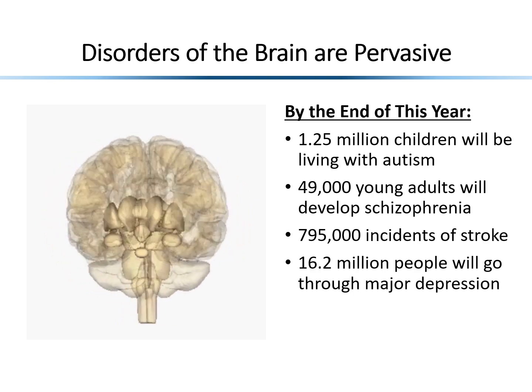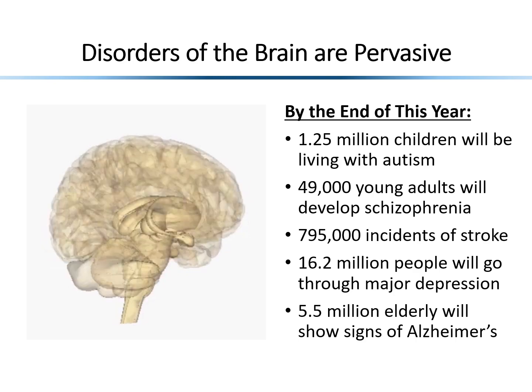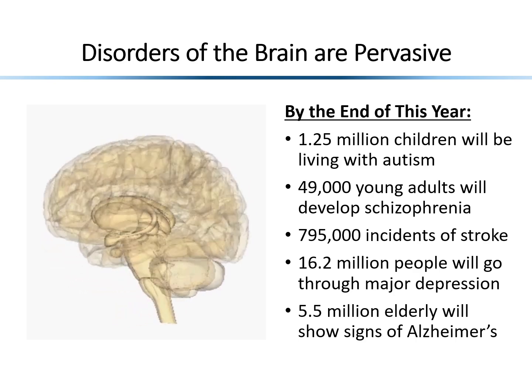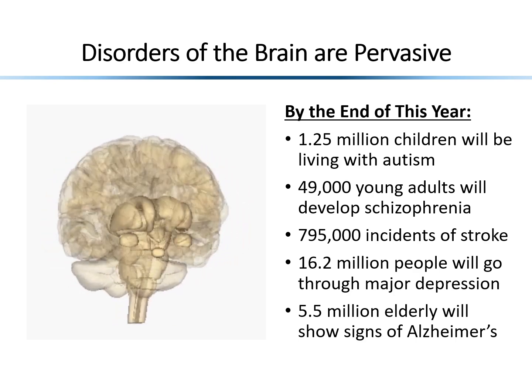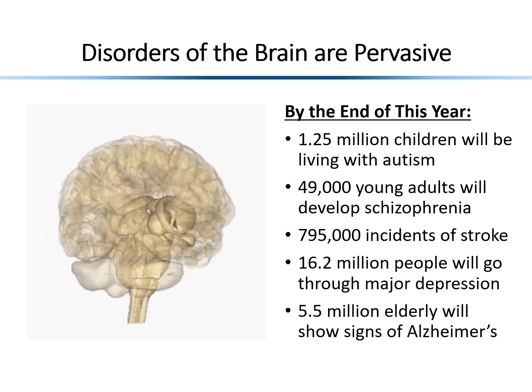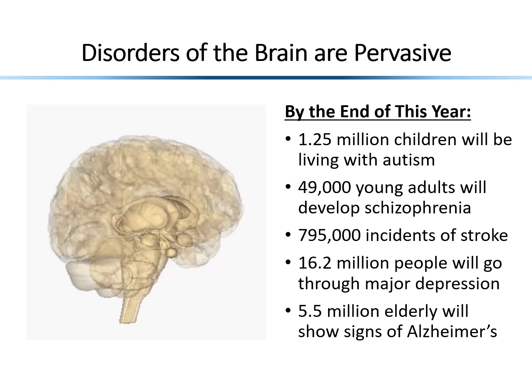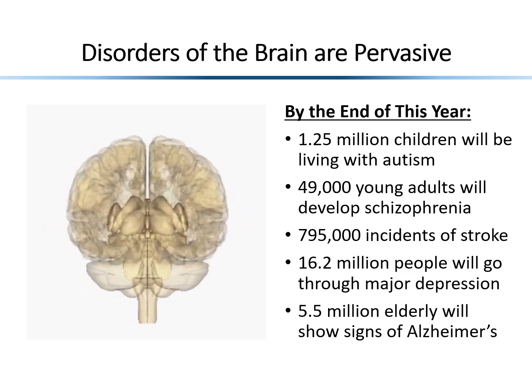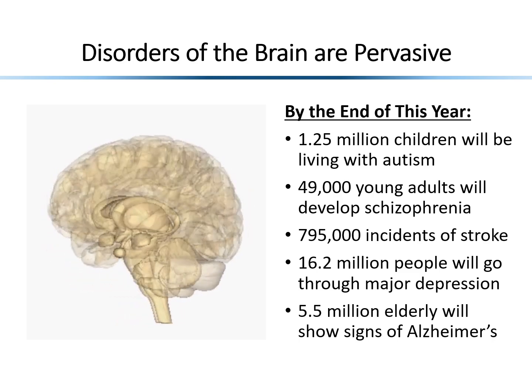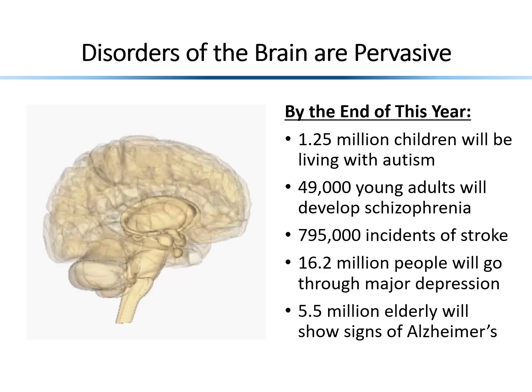16.2 million people will go through a major depressive episode, and 5.5 million elderly adults will manifest the early signs of Alzheimer's disease. Now, I'm showing this slide just to give you a sense that neurological and psychiatric disorders are complex, and they're also pervasive, both in our society and also across the lifespan.